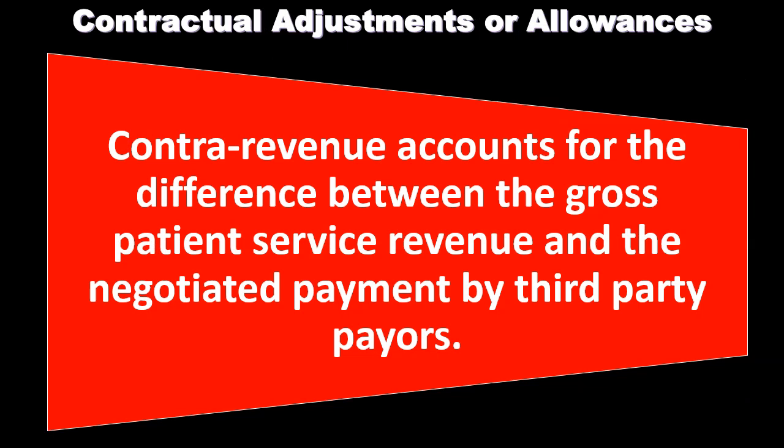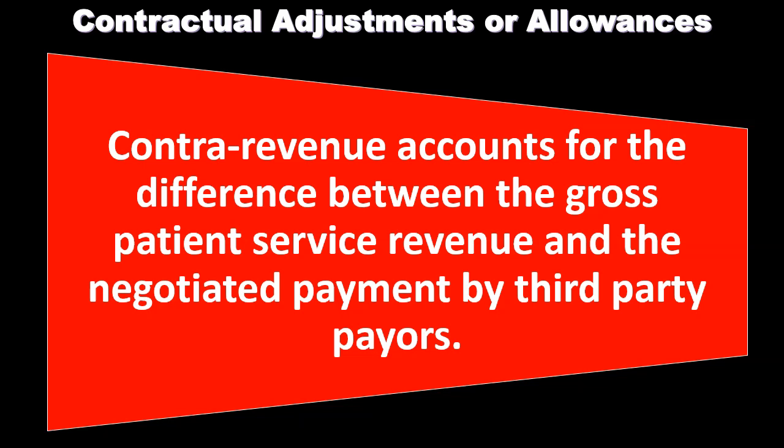Contractual adjustments or allowances. The contractual adjustment is a contra revenue account for the difference between the gross patient service revenue and the negotiated payment for third-party payers. So oftentimes we will have to have some kind of adjustment that will be recorded.